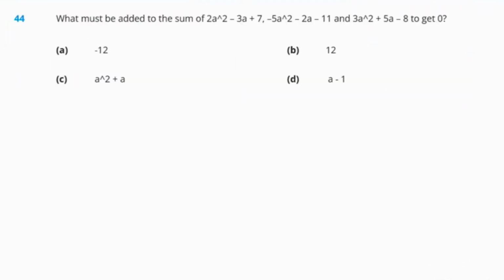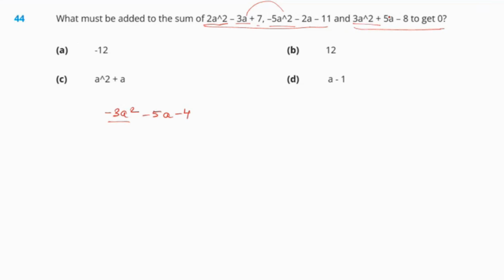Next, what must be added to the sum of this and this and this and this to get 0? So when we add these two together, 2a square minus 5a square gives us minus 3a square. Minus 3a minus 2a gives us minus 5a. Plus 7 minus 11 gives us minus 4. Okay, these we have added. Now we need to add it with this.